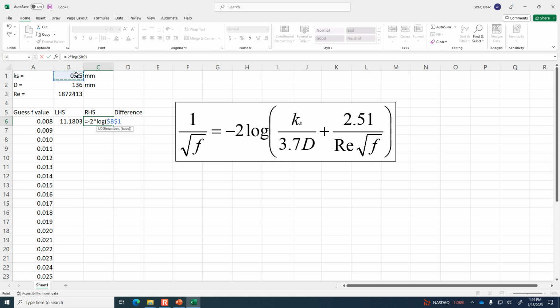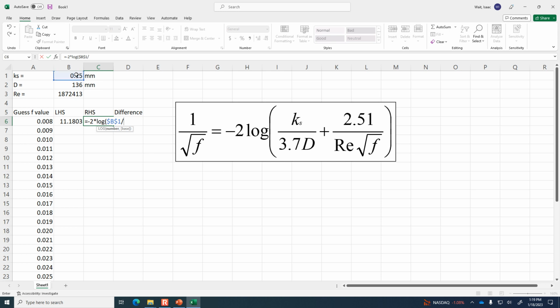F4, good. So by pressing F4 on the keyboard, now I've got $B$1, and that means that when I drag the formula down into other rows, it's still always going to look up there at k sub s, because regardless of which row I'm on, the relative roughness of the pipe stays the same. Okay, so that's the k sub s.